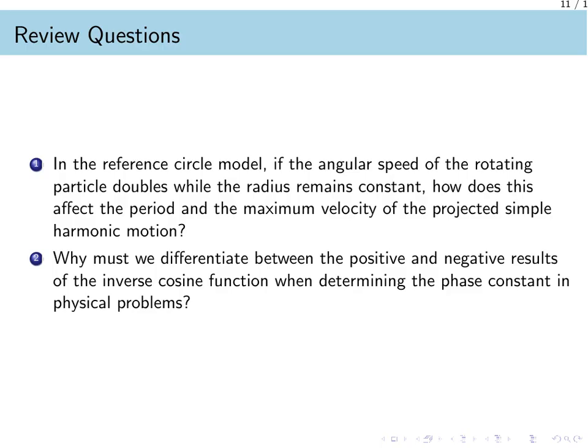Second, why is it necessary to differentiate between the positive and negative results of the inverse cosine function when solving for the phase constant? Consider how the direction of motion at time 0 provides vital information that the position alone cannot tell us. Reflecting on these points will help solidify your grasp of how circular and oscillatory motions are linked.